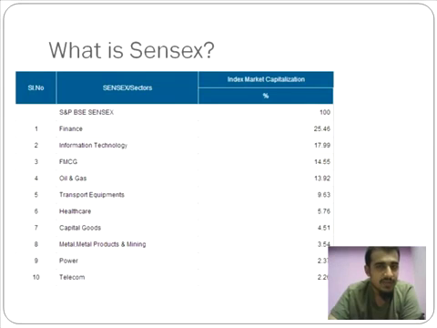Finance here refers to financial institutions and banks. There is a minor difference between financial institutions and banks. Don't worry about it, I'll discuss them in detail in another video. Other sectors that you have there are FMCG, oil and gas, transport equipment, healthcare, capital goods, metals, power and telecom. As you can see, a weightage is given to each of these sectors, with finance having the highest and telecom having the lowest.